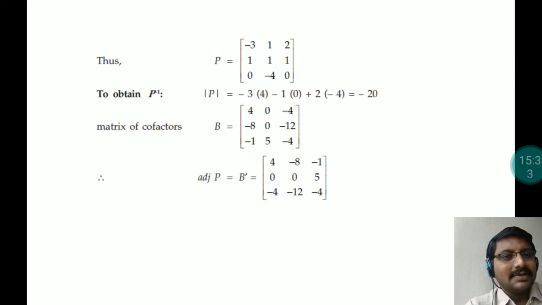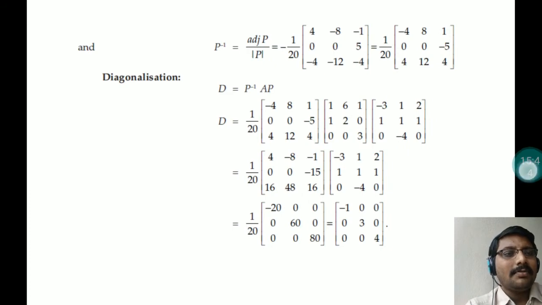Now computing P inverse. To compute P inverse, we have to define the matrix of cofactors. Now adjoint P is the transpose of the matrix B. The formula for P inverse is adjoint P by det P. So computing P inverse, now diagonalization, D. What is D here? The formula for D is P inverse A P. We computed P inverse, given matrix A, and the model matrix P, which are substituted here, and taking the multiplication of these three matrices and then simplifying, we will get D.